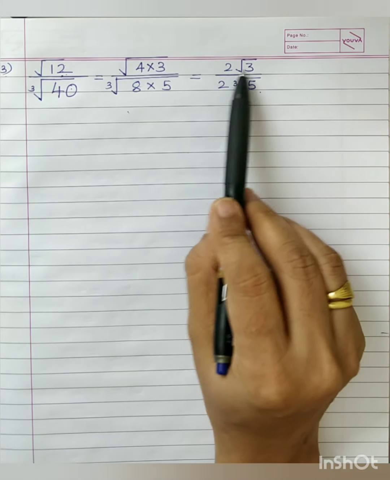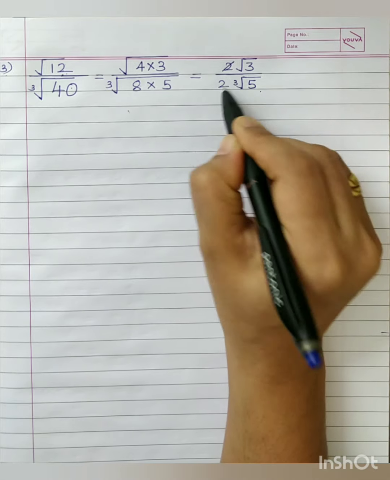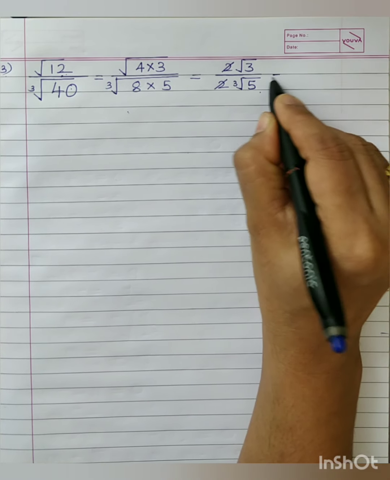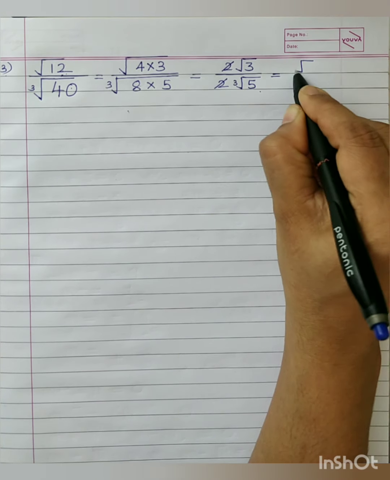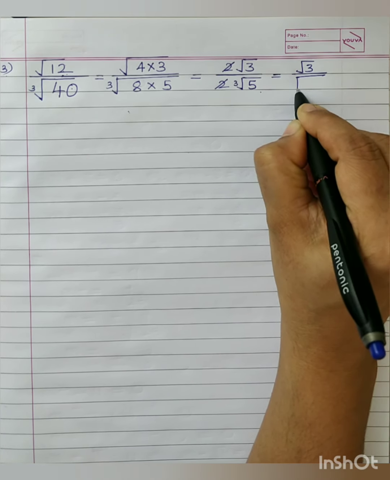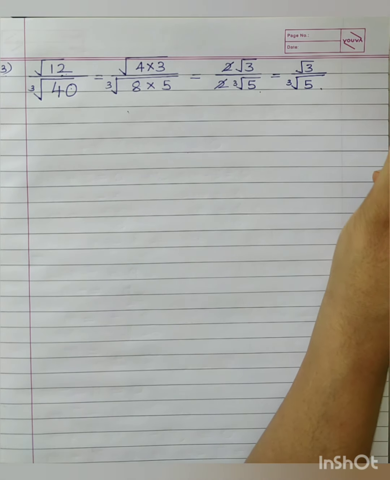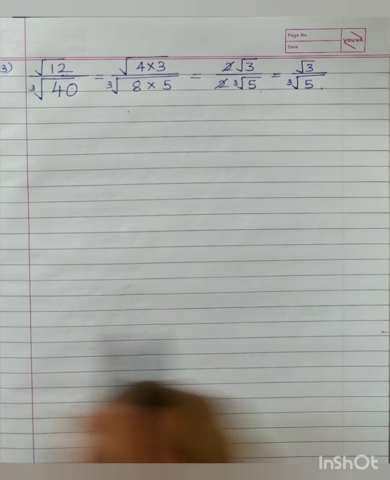And again, what is the relation here? Product form. So 2 and 2 will get cancelled, and the most simplified form here is square root of 3 upon cube root of 5. Okay, easy. Look at one more question.